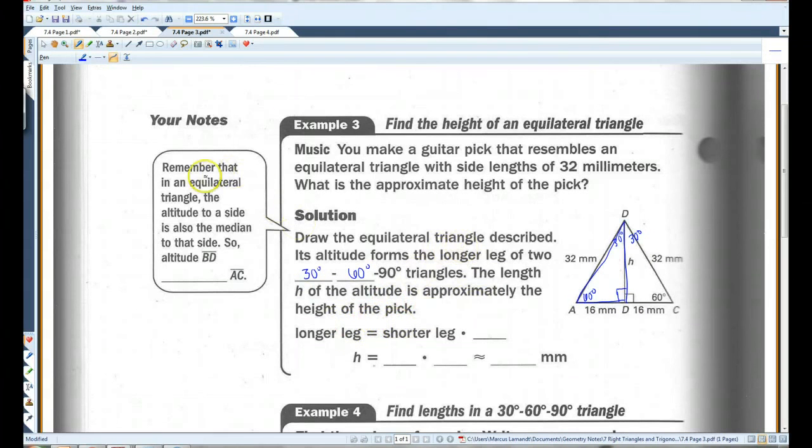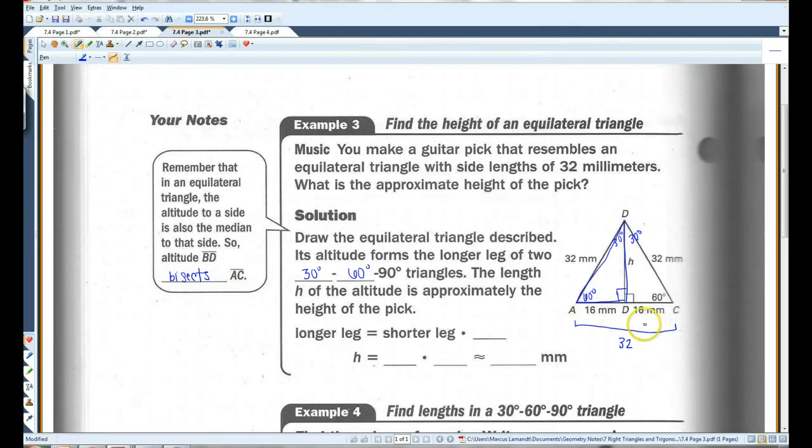Remember that in an equilateral triangle, the altitude to a side is also the median to that side. So altitude BD bisects AC. So if this whole thing is 32, and this cuts it in half, it divides it into 16 and 16.